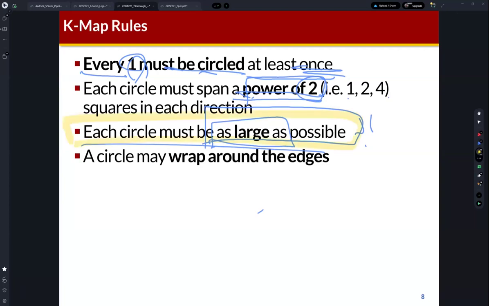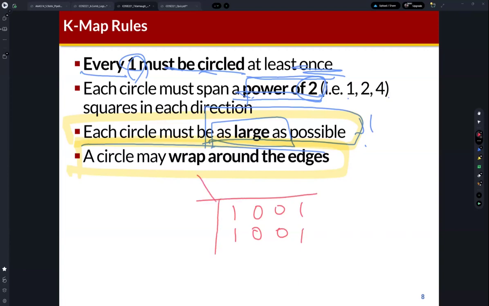Another point is that a circle may wrap around the edges. What does that mean? Sometimes students can be confused. So it's like this: 1 1 0 0 0 0 1 1. Okay, it's a Karnaugh map. So A, B, and then this is C.